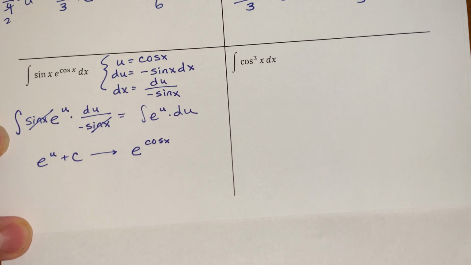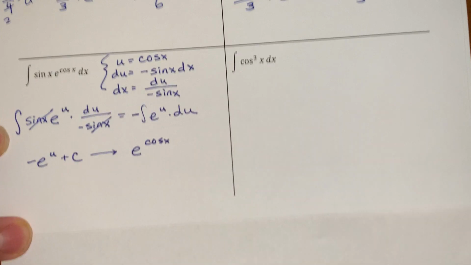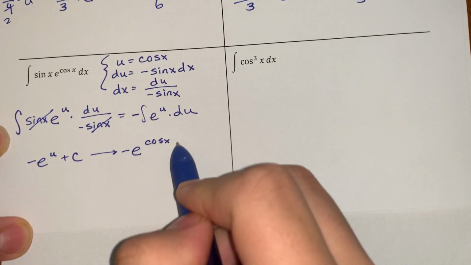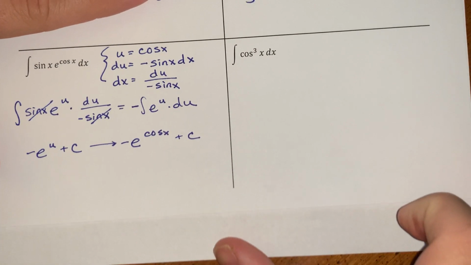Oh, wait, there's something going on here. Oh, yeah, that's right. The negative here, I should have put outside, so that's negative, sorry. So it's negative e to the cosine of x plus c. All right, let's keep going.